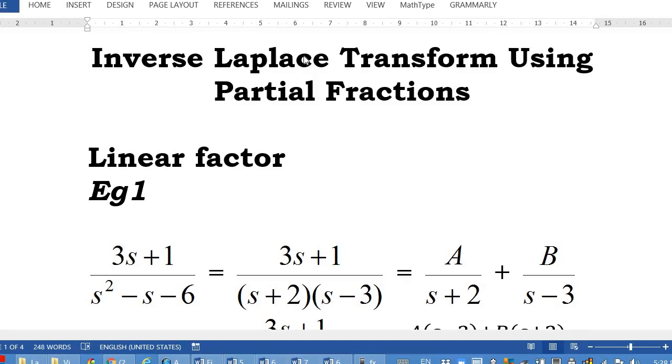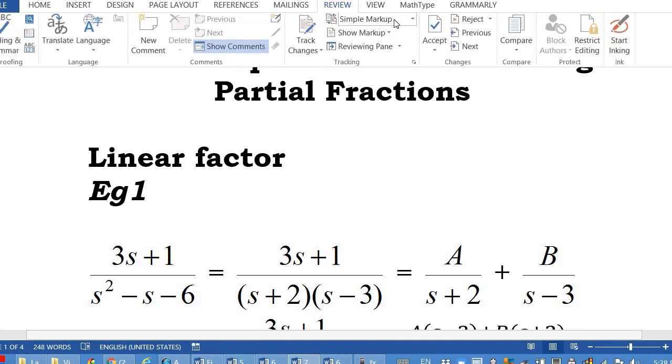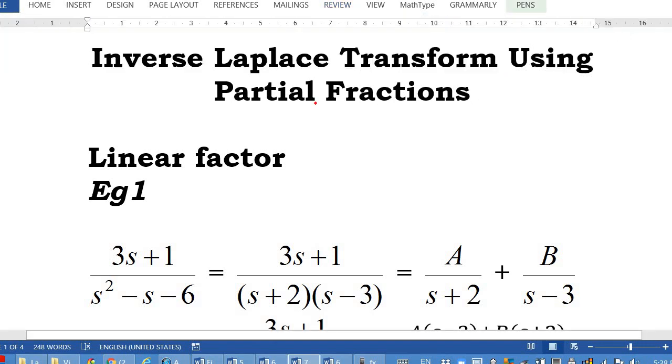Okay, we have learned how to do the inverse Laplace using the 7 basic formulas, the linearity property, and the first shift property. Now we are going to learn how to do the inverse Laplace transform using partial fractions.